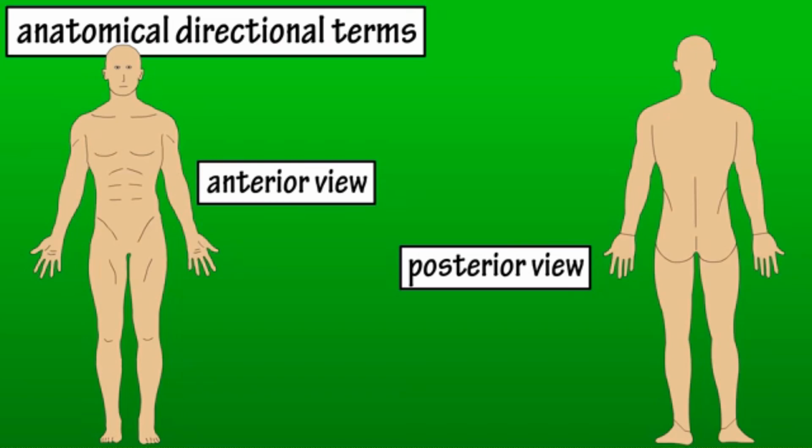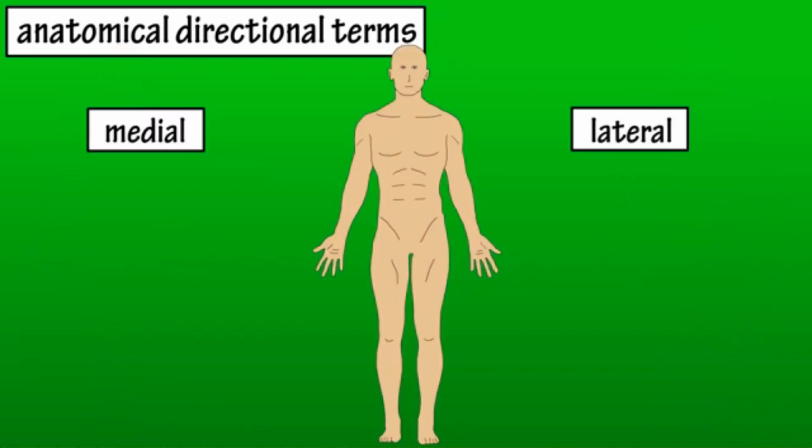While the body will always be referenced from the anatomical position, it can be viewed from an anterior view, meaning looking at the body from the front, and it can also be viewed from the posterior view, meaning looking at it from the back. Medial and lateral are another set of directional terms.